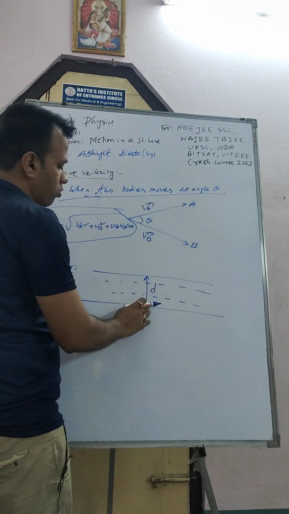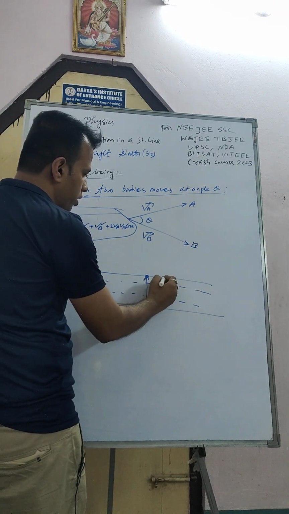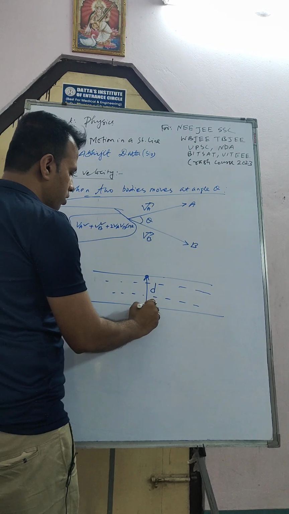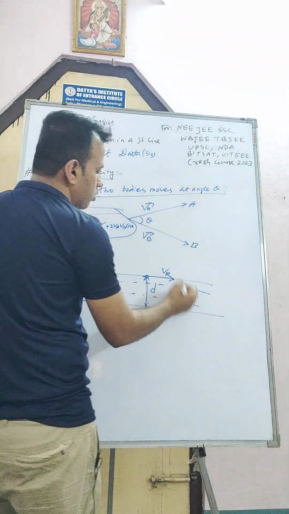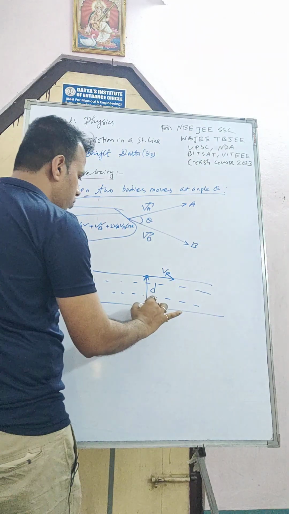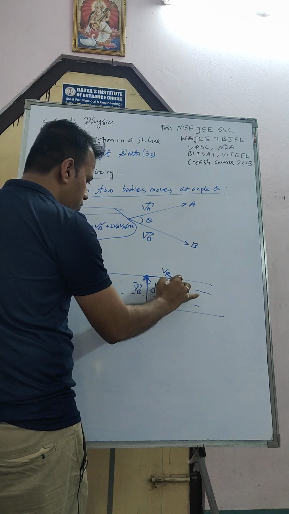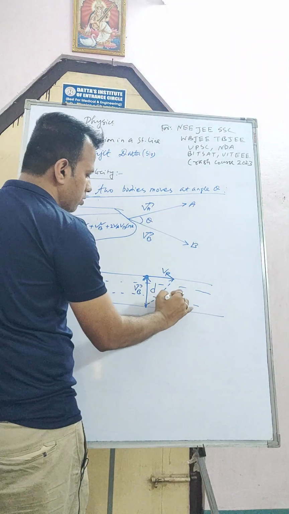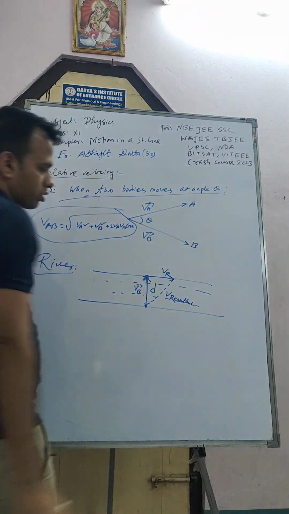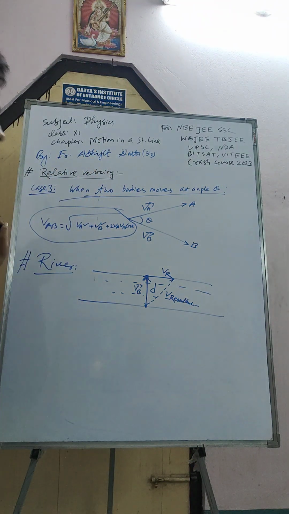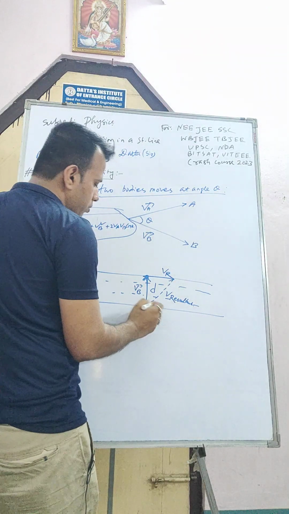If one wishes to move in this direction, move here. So this is the velocity of the stream, the velocity of the river, and if we move in this direction, this is the velocity of the boat, and it will be the resultant velocity. Here it will be the resultant velocity. So in that case it moves at an angle theta.